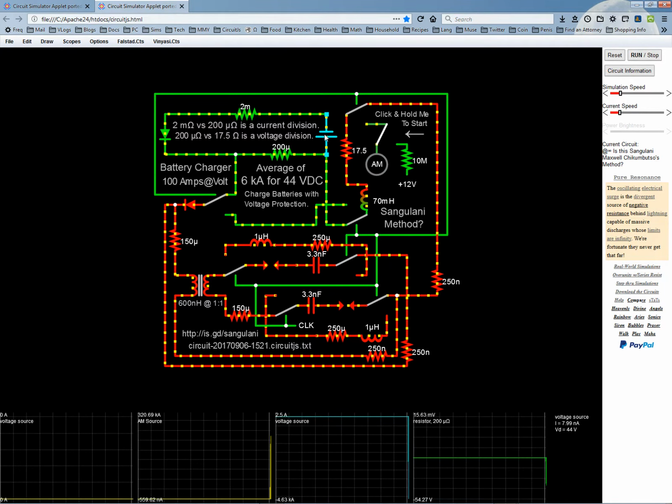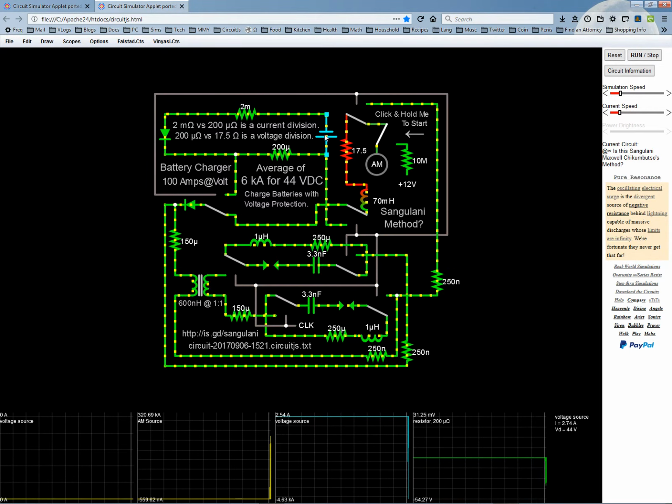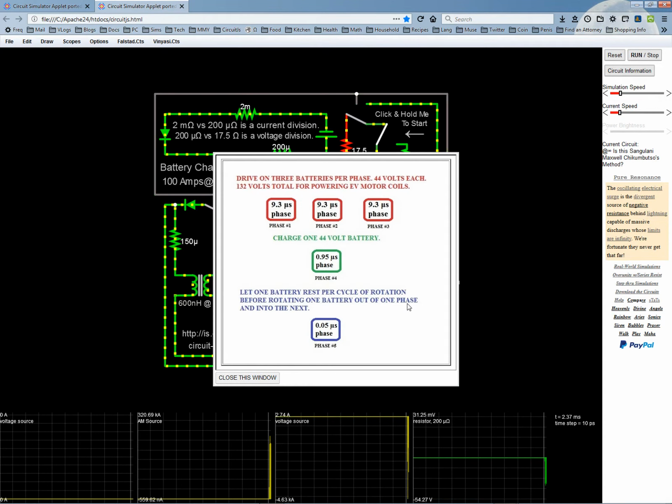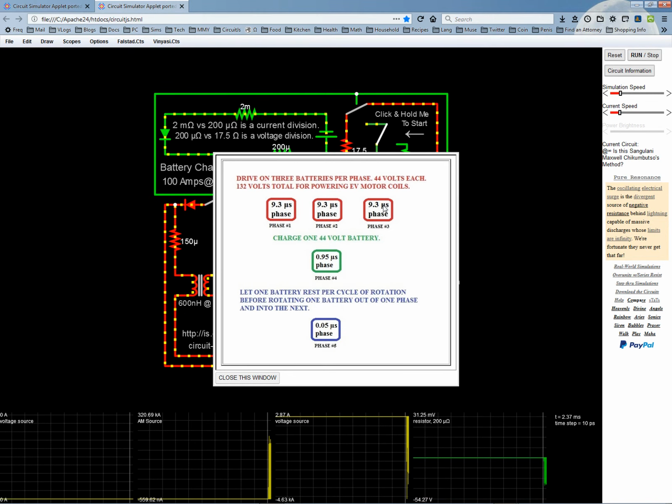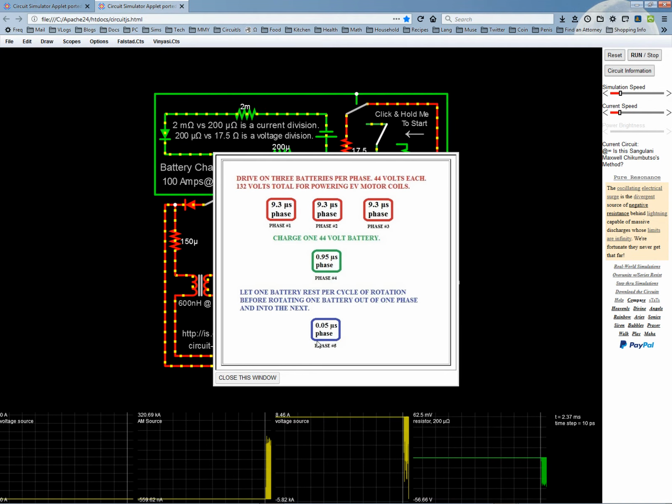And it's regulated voltage, so we have this battery that's around 44 volts, and we want to charge it because we want to do a concept known as battery rotation, in which we discharge during 3 out of 5 phases of rotation. We charge during 1, we let it rest, and then we go through the discharge cycle of 3 phases again. Each of the discharge phases might be, as an arbitrary choice I made, 9.3 microseconds for each of these 3 discharge phases, then 0.95 microseconds for the charging phase, and then 0.05 microseconds for the resting phase. And by rotating batteries, you could have an over-unity situation.